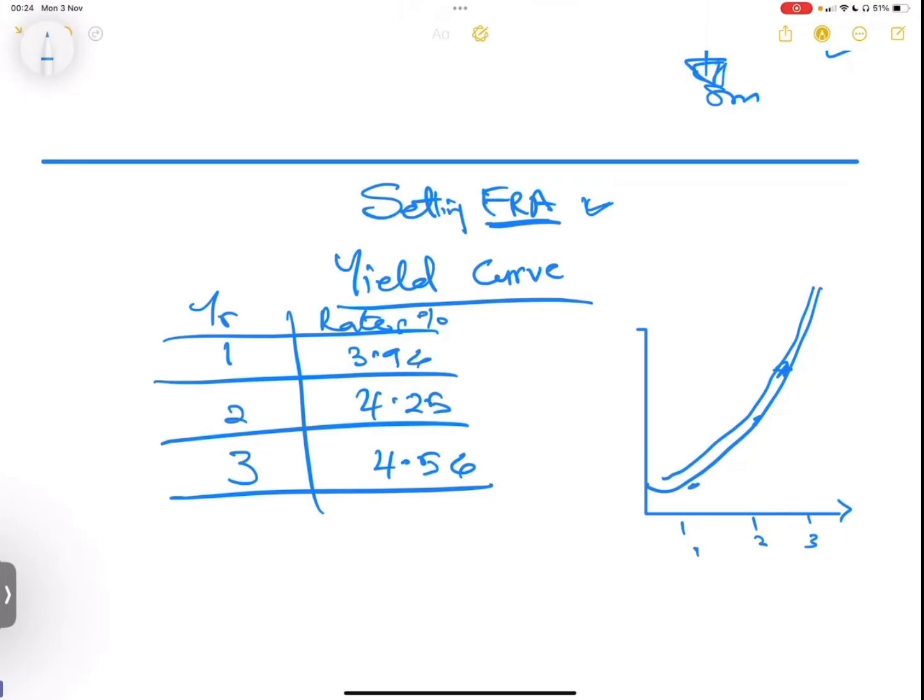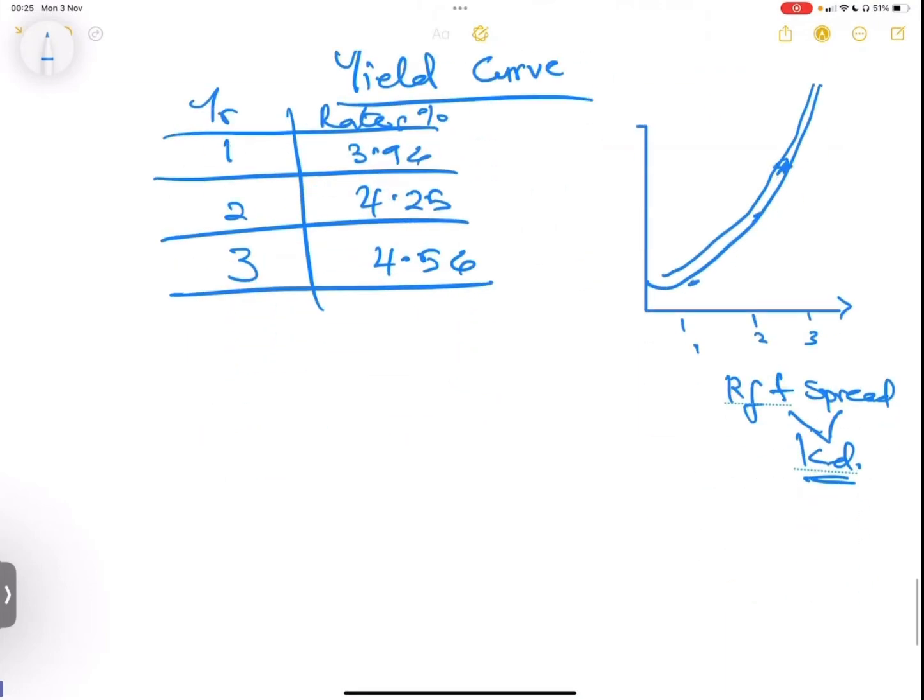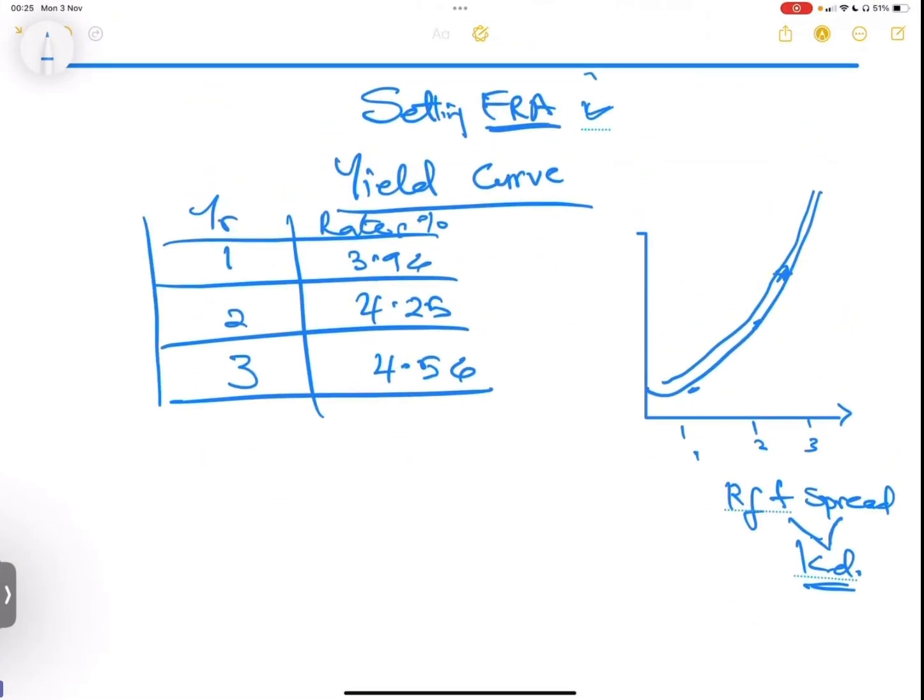Yield curve, if you remember, is your risk-free rate plus spread. So that is almost like your cost of debt for a company. So if you have this information, maybe for risk-free instruments or for a corporate bond, you should be able to set or estimate what the FRA should be. And this is the way the banks usually do it. Once they have a yield curve, they have this information the way it is. Then based on this information, they can predict what their FRA should be.